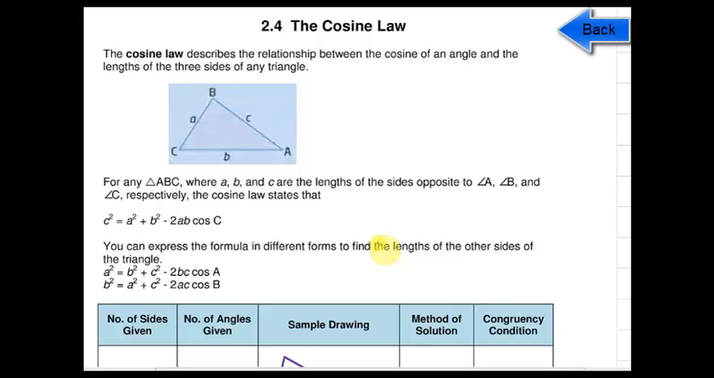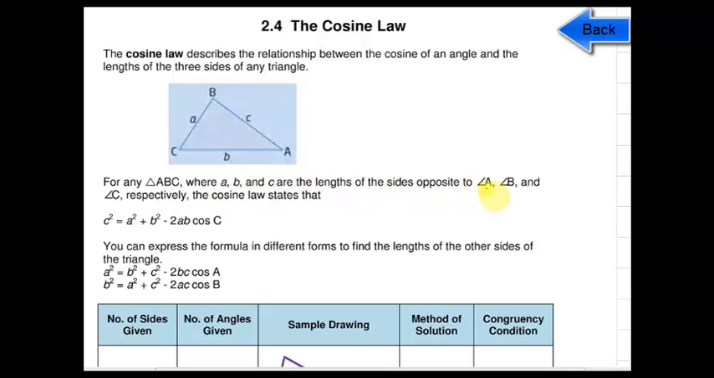Okay, so our last section in trigonometry, the cosine law. The cosine law describes the relationship between the cosine of an angle and the lengths of the three sides of any triangle. And once again, we use the cosine law when we don't have a right triangle. So when we can't use SOHCAHTOA, then we would want to use either the sine law or the cosine law.